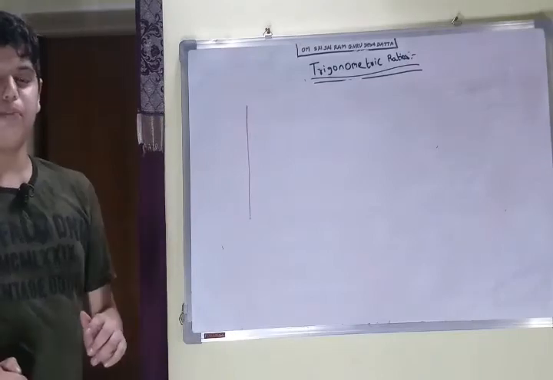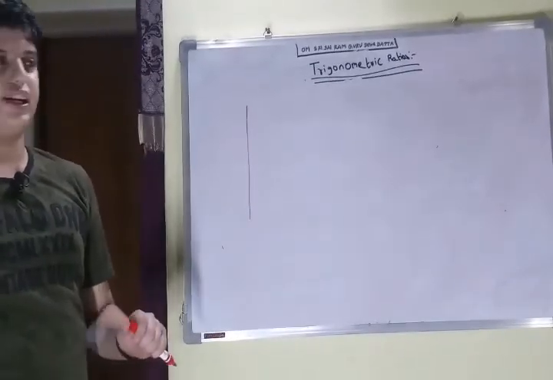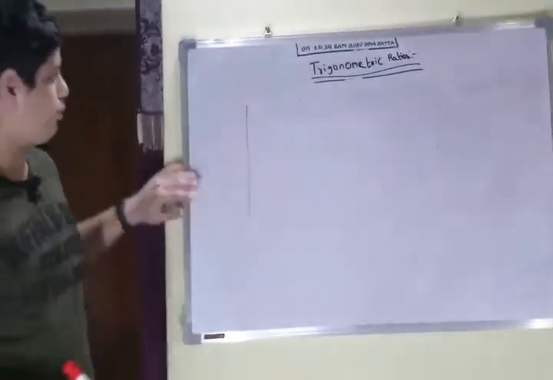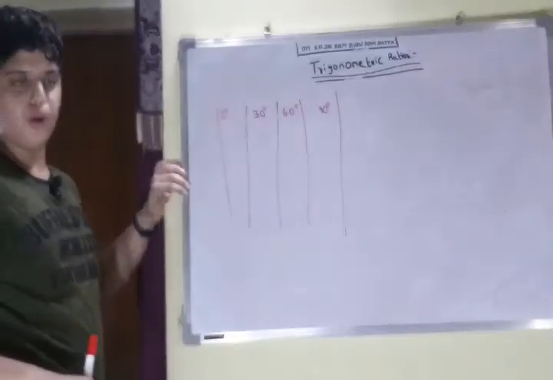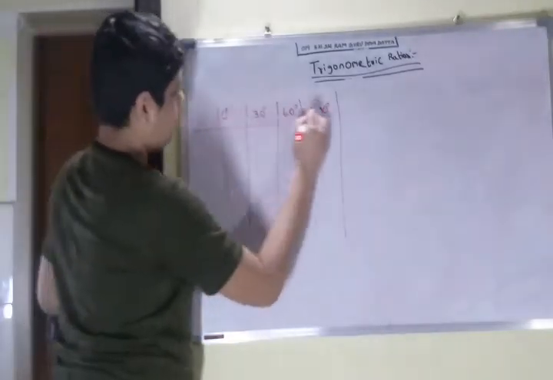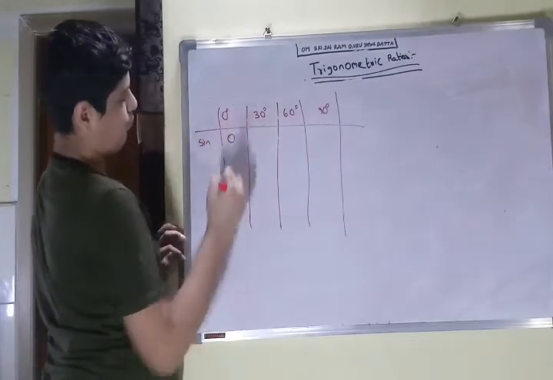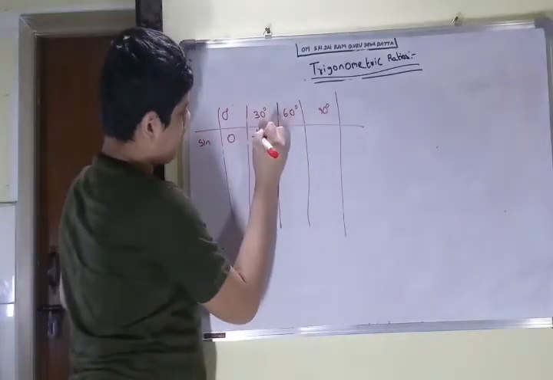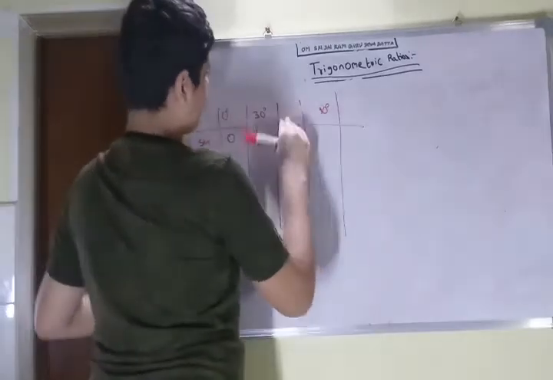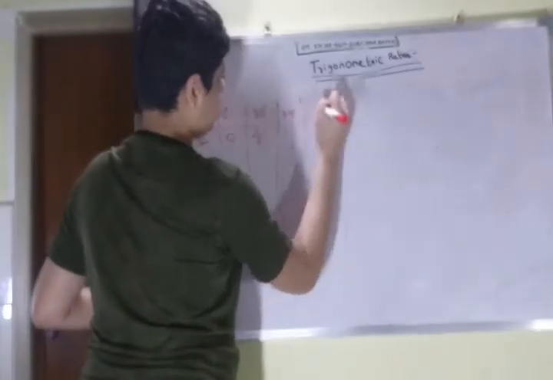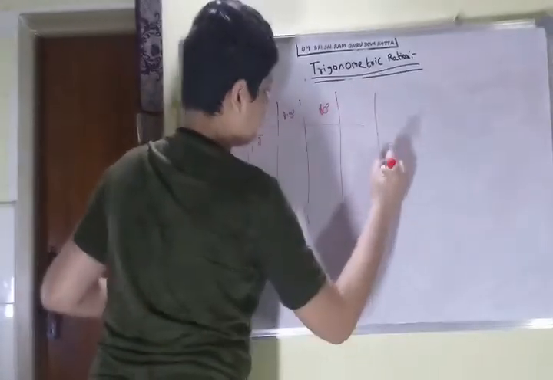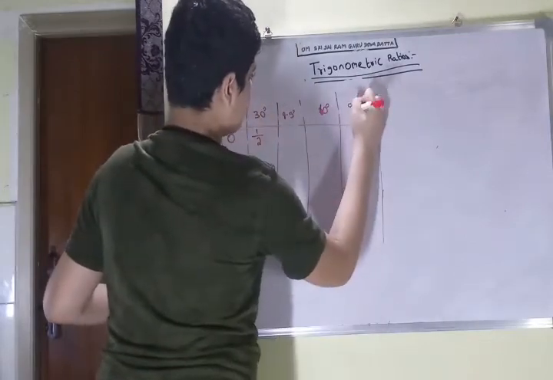Now you need to remember values only for specific thetas, like I will show you. Sin 0 is 0, sin 30 is 1 by 2. You need to find for 45 degrees also, 60 degrees and 90 degrees.